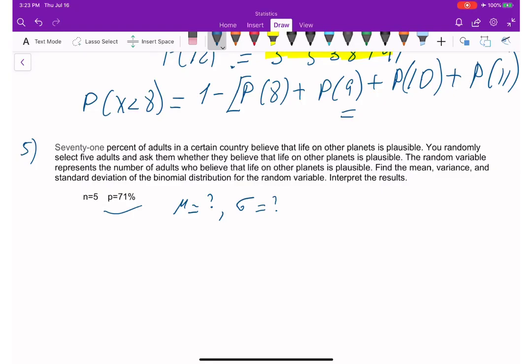So 71% we got from here. And you randomly select 5 adults. Here it is. All right. So to find mu for a binomial distribution is pretty straightforward. Mu is equal to n times p, which will be 5 times 0.71, because 71% is 0.71. And we get 3.55.